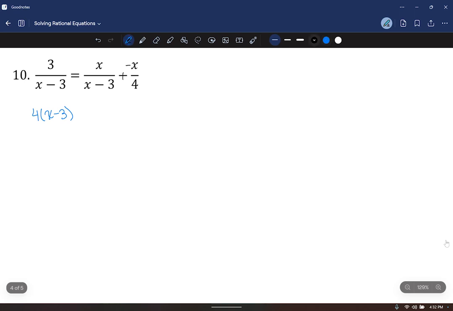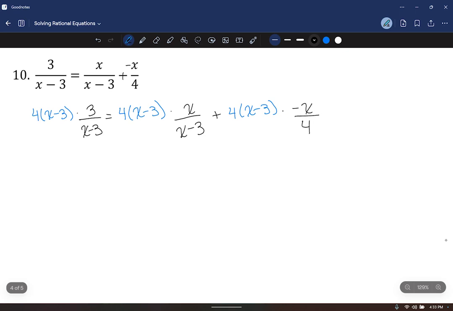All right, so I have my 4 times x minus 3 times 3 over x minus 3 equals, and then 4 times x minus 3 times my x over x minus 3 plus, and then 4 times x minus 3 times the negative x over 4. So x minus 3 will cancel, and I have 4 times 3 is 12. X minus 3 will cancel. I have 4 times x is 4x. And 4 will cancel, and I'll distribute this negative x, so that gives me negative x squared. And negative x times negative 3 is positive 3x.